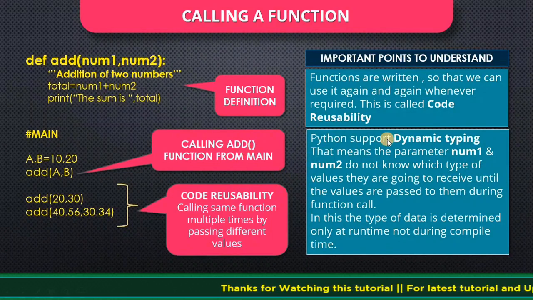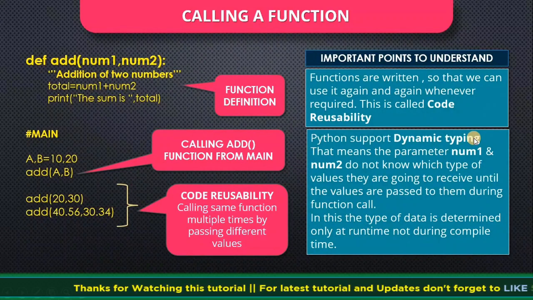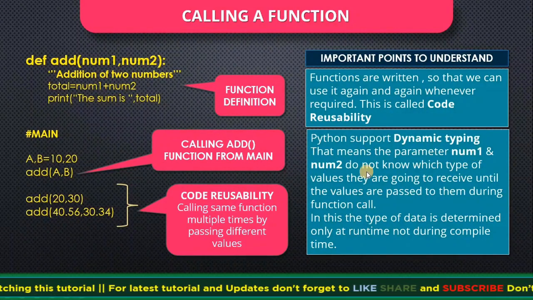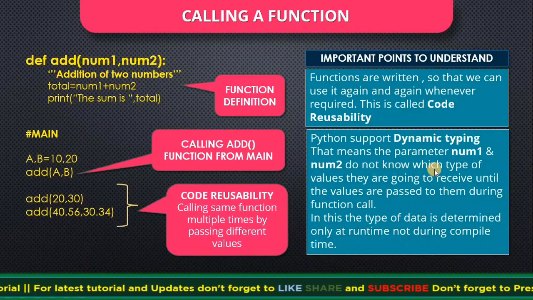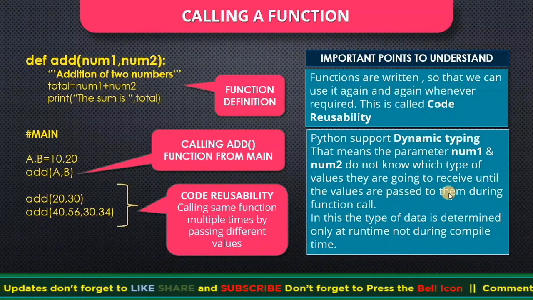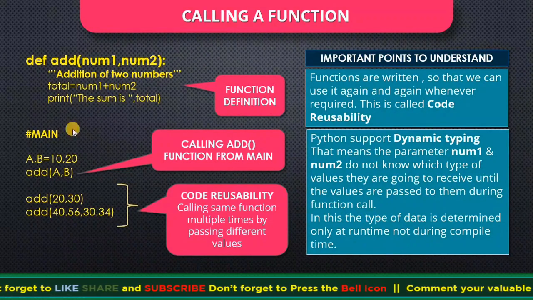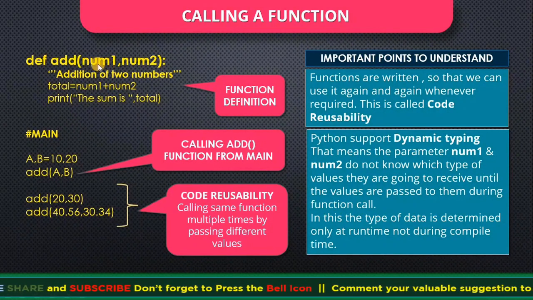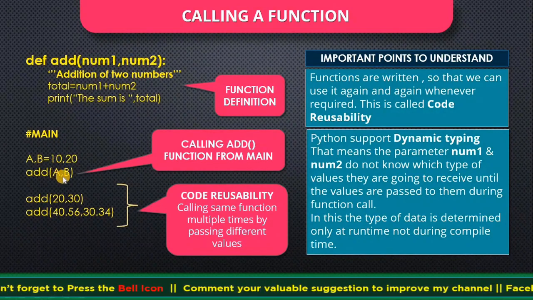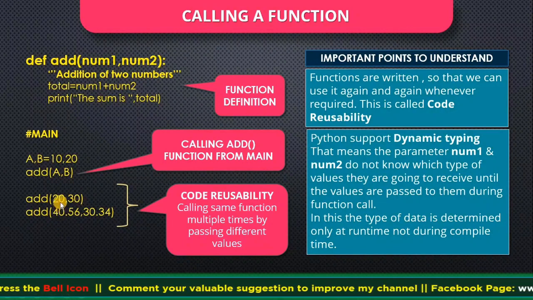Python supports dynamic typing. This is very important, dynamic typing. And where is this dynamic typing? See over here. That means the parameters num1 and num2 do not know which type of values they are going to receive until the values are passed to them during the function call. See, the add function here, num1, num2 don't know which value they are going to receive. It may be an integer type, it may be a float type, that is a decimal type.